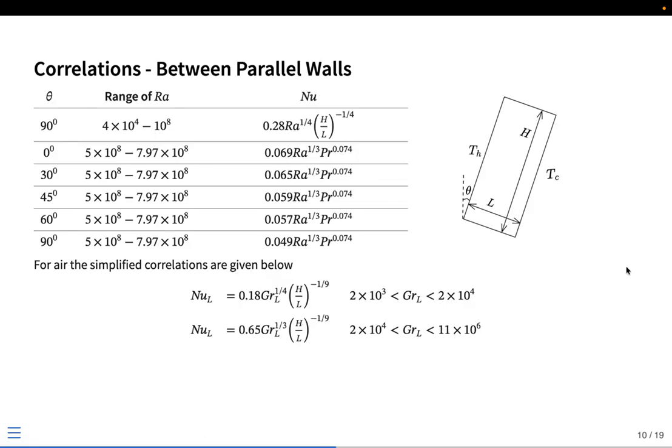Now, this is a very specific enclosure where you have two parallel walls. One is maintained at T_H, the other is maintained at T_C. Let's say top and bottom are adiabatic, and you have different correlations for different scenarios. I've just listed them down. This we cannot directly solve, but there are numerical techniques to solve this very efficiently.